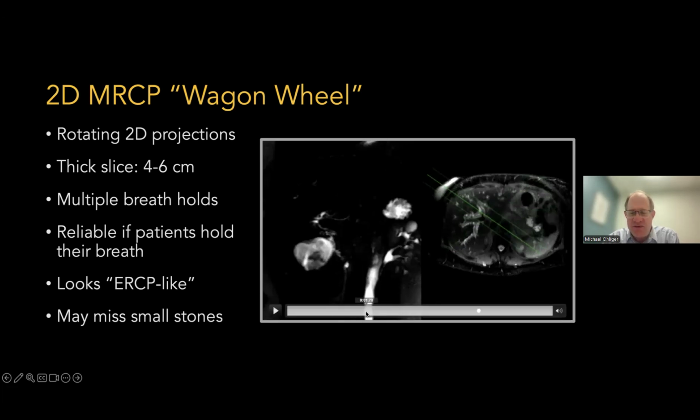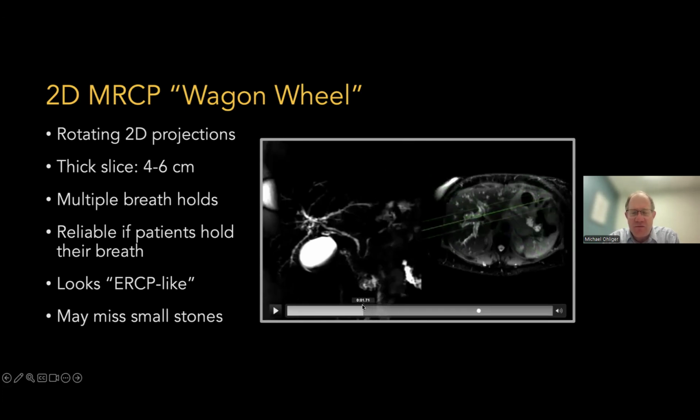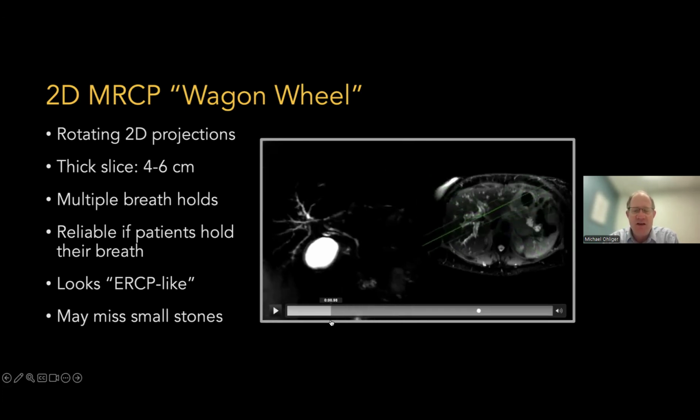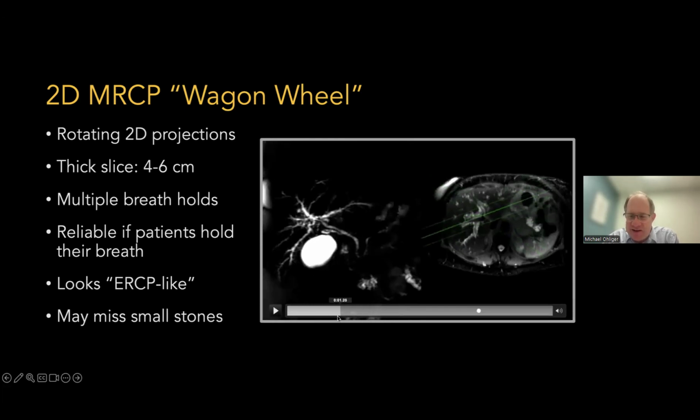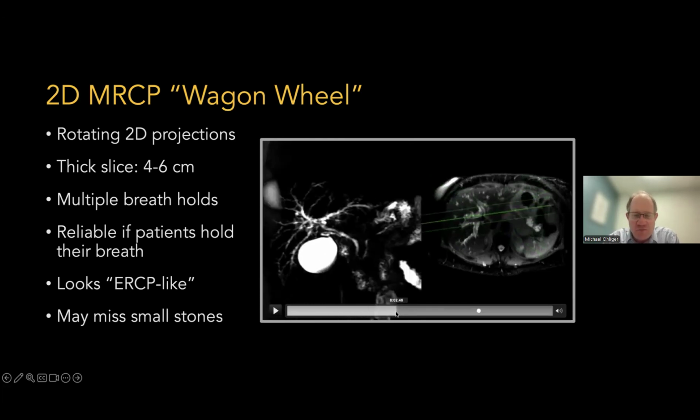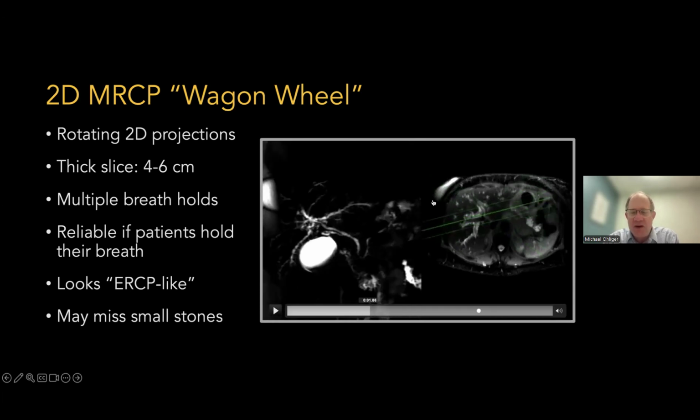Now, the advantage of this is that each of these planes is really fast, again about 100 milliseconds. If you hold your breath, you can do about 4 of these at a time. So it's very fast, and it's reliable if patients hold their breath. Now, because it requires multiple breath holds, it takes more time than you might think, probably about 5 minutes for the whole thing. And because you're doing a projection, with everything collapsed on top, you can miss small stones. But for getting a nice view of the biliary tree, this works well.